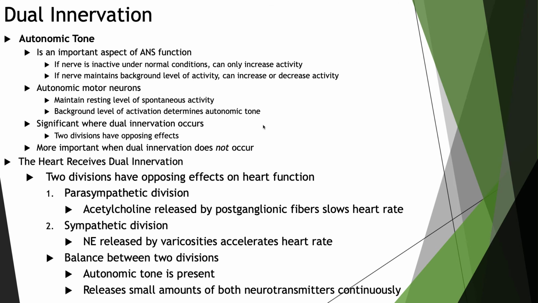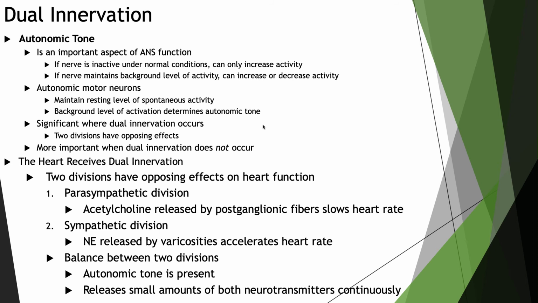Autonomic tone is significant where dual innervation occurs and the two ANS divisions have opposing effects. It is even more important where dual innervation does not occur. To demonstrate how autonomic tone affects ANS function, let's consider one example of each situation. The heart receives dual innervation, and recall that the heart consists of cardiac muscle tissue and specialized pacemaker cells that trigger its contractions. The two autonomic divisions have opposing effects on heart function.